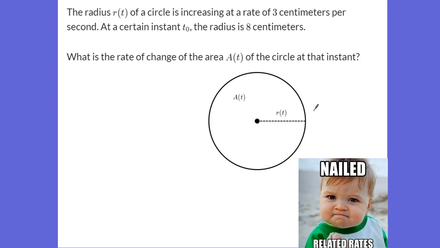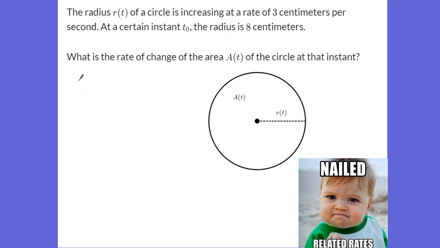Okay, this is what happens in real life. Think about you drop a pebble in a crystal clear lake, and what's happening is the radius is increasing, but the area is increasing as well. Or let's say you drop some water on the ground. Same thing happens, right? And at a certain instant, time naught, the radius is equal to 8 centimeters. And so we're trying to find the rate of the change of the area.